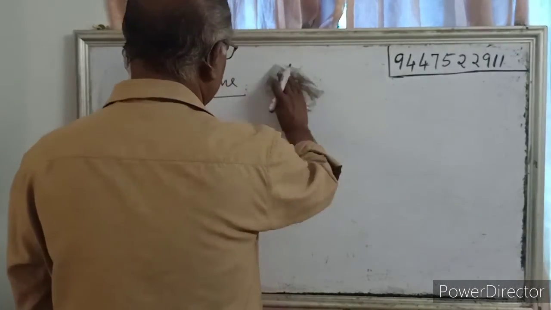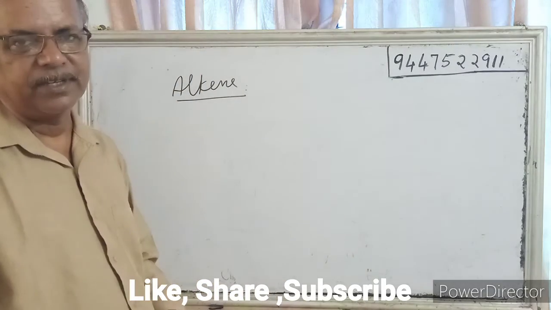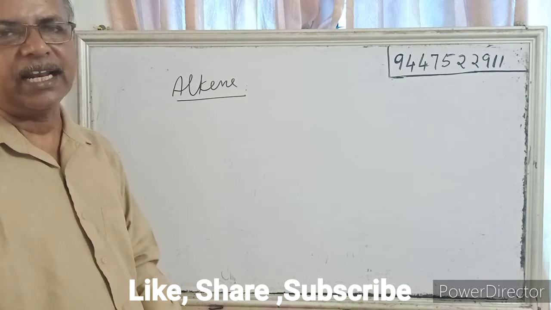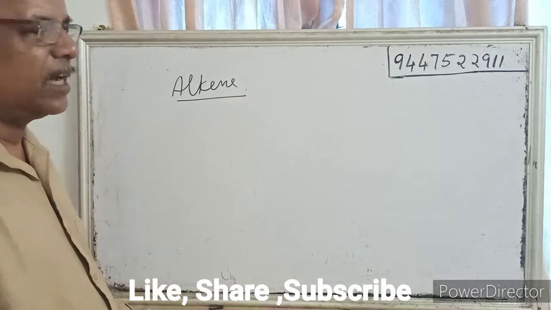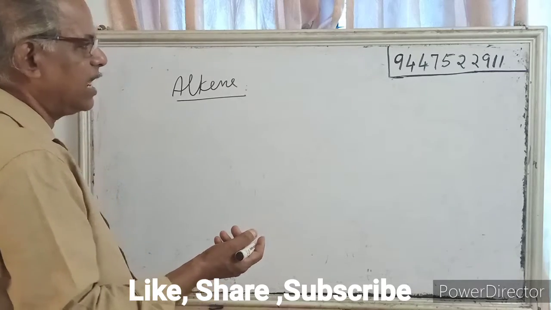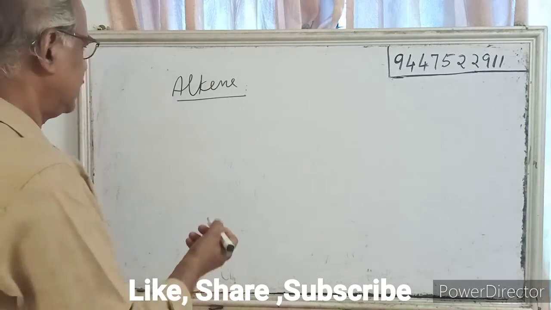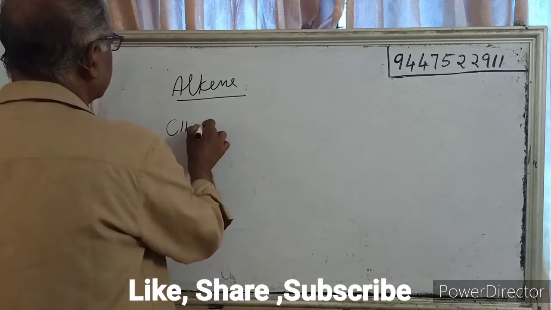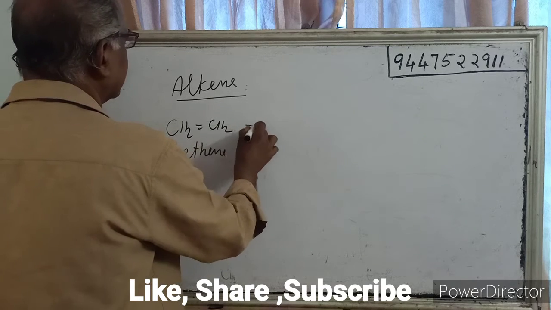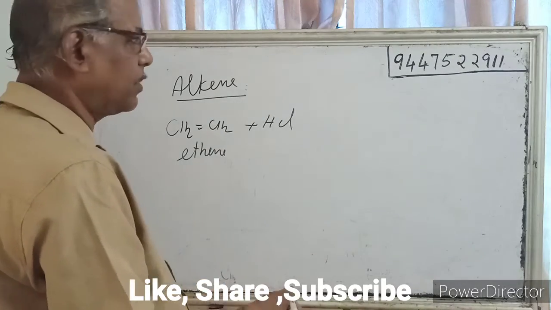Unsaturated hydrocarbons, alkenes, undergo addition reaction with hydrogen halides to give the corresponding alkyl halides. Example: CH2=CH2, that is ethene. Alkenes undergo addition reaction with hydrogen halides, hydrogen chloride, hydrogen bromide, etc.